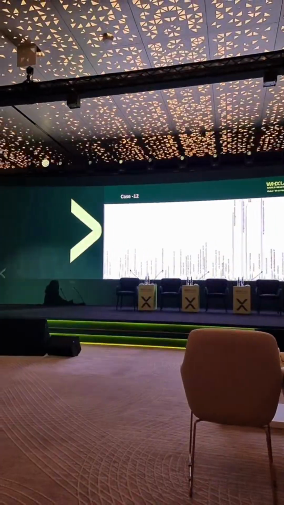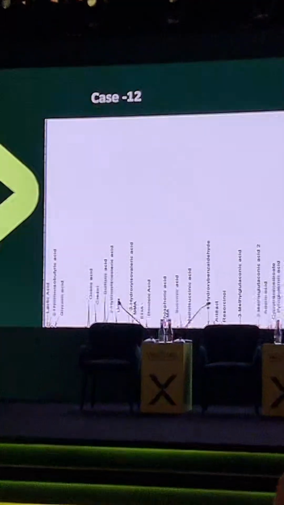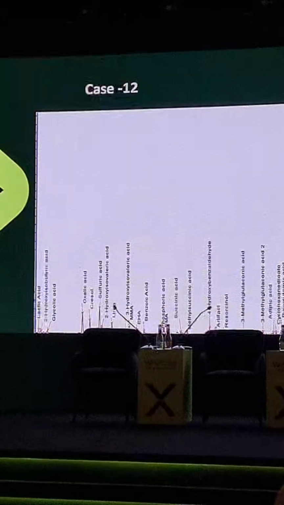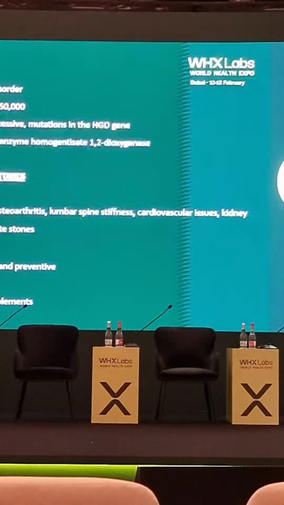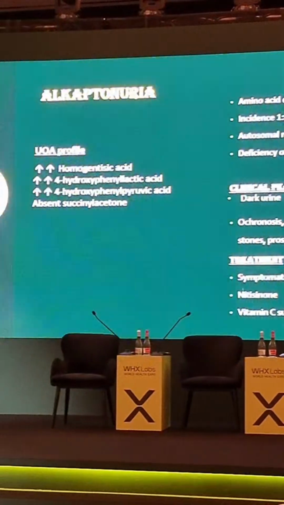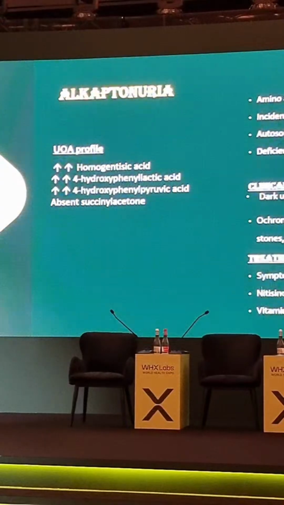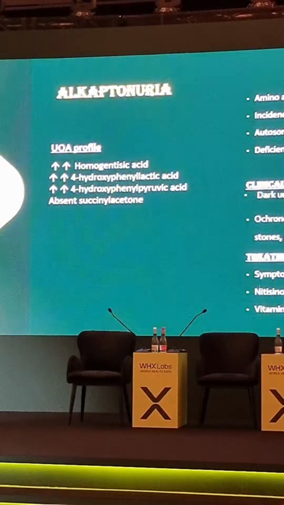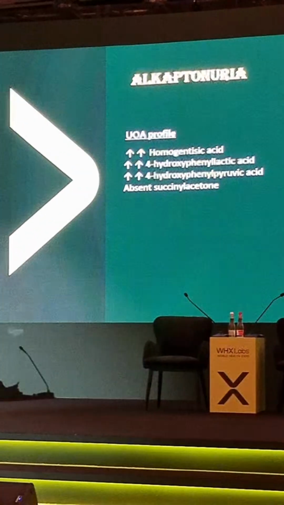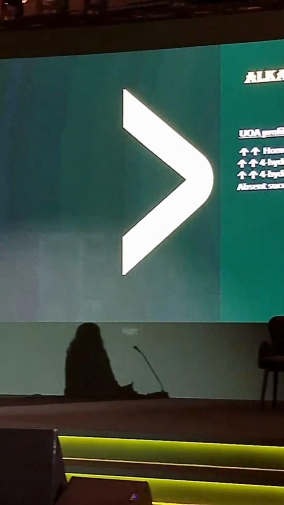Coming to case number 12, here you can see homogentisic acid, and also metabolites in the form of 4-hydroxyphenyl lactic acid, 4-hydroxyphenyl pyruvic acid, and N-acetyl-tyrosine. So this is a case of alkaptonuria. It's an amino acid disorder, seen throughout the world, with a worldwide incidence of 1 in 250,000. It's an autosomal recessive disorder caused by deficiency of homogentisate 1,2-dioxygenase.